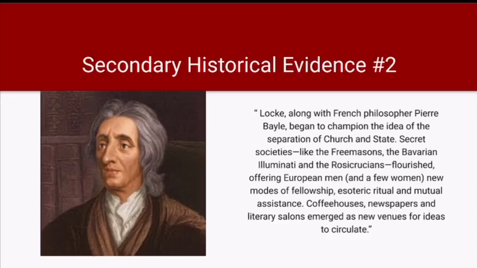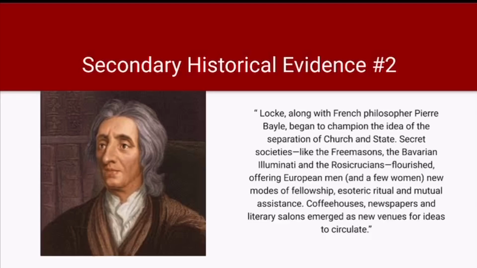Secondary source number 2. Locke, along with French philosopher Pierre Bayle, began to champion the idea of the separation of church and state. Secret societies like the Freemasons, Bavarian Illuminati, and the Rosicrucians flourished, offering European men and a few women new modes of fellowship, historic ritual, and mutual assistance.